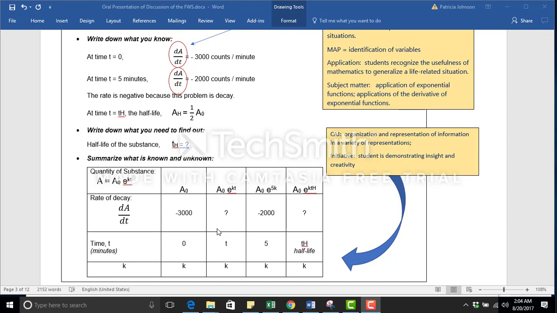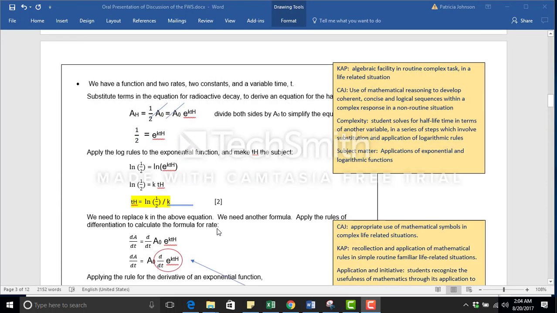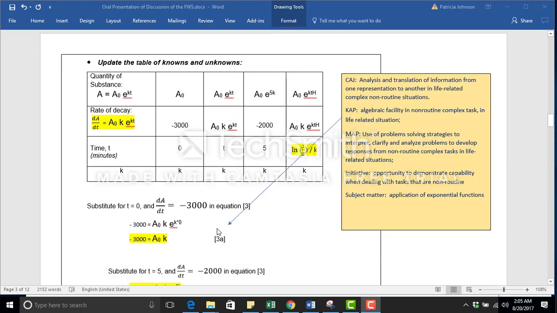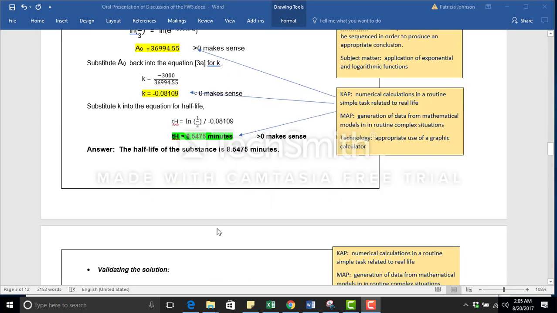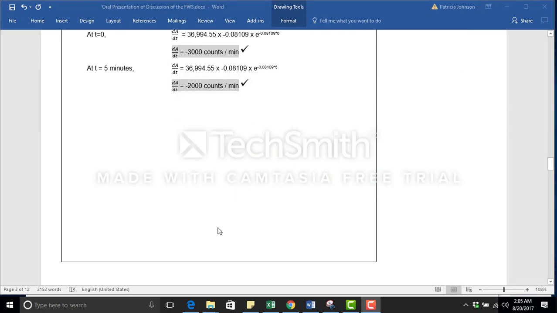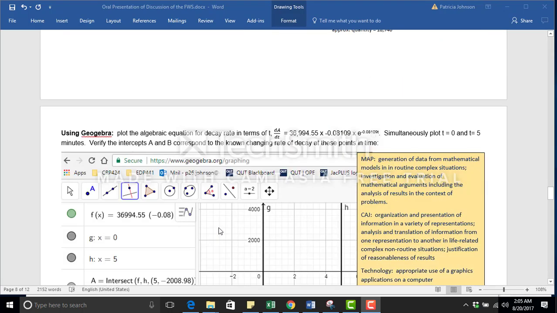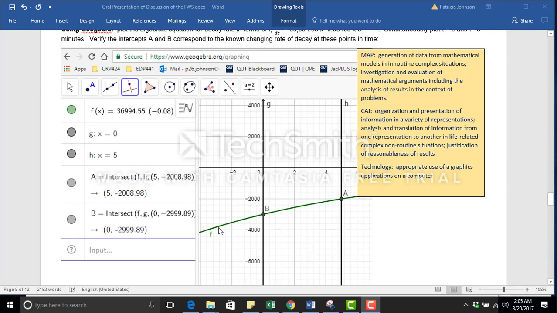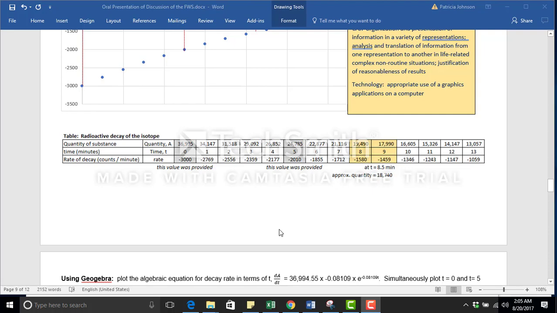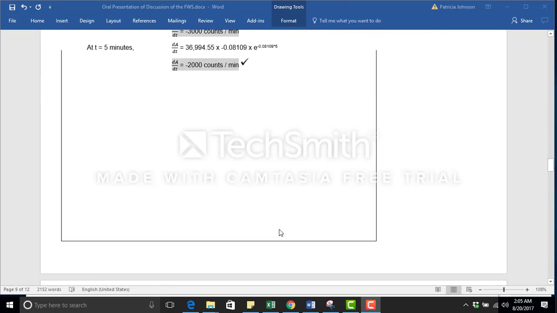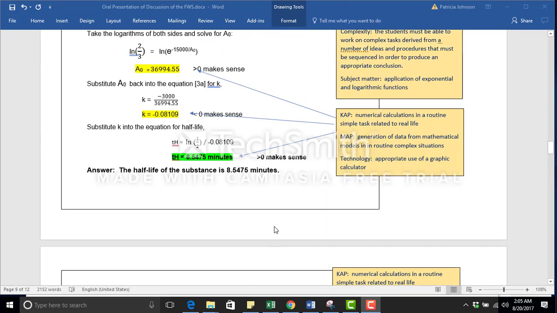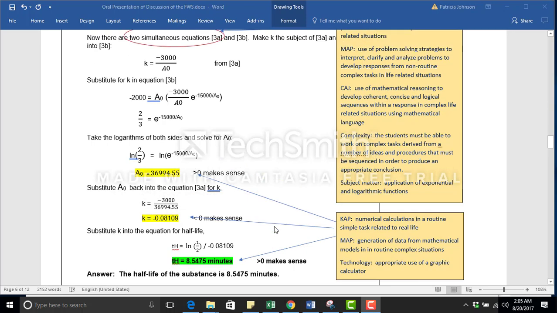In terms of technology, there's plenty of technology here used to arrive at numeric solutions and to validate those solutions graphically. So there's our numeric solutions and to validate them graphically here and here. Initiative: this problem requires insight and creativity because more than one equation is required to solve for the half-life. To arrive at the solution of the half-life, the student must be able to sequence steps and isolate and solve for unknown variables.